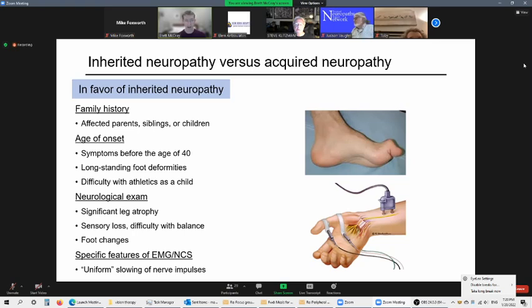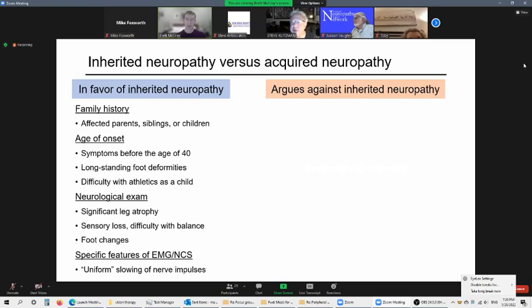In the case of demyelinating neuropathy, sometimes there are things that can be really helpful to make a diagnosis of a genetic neuropathy.